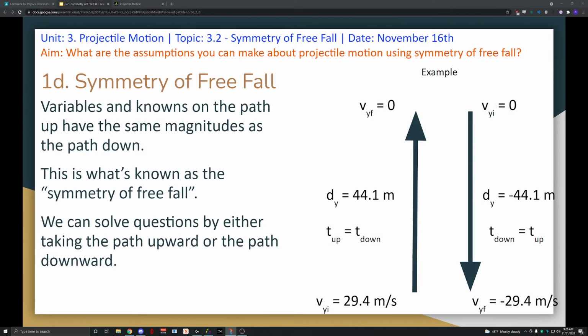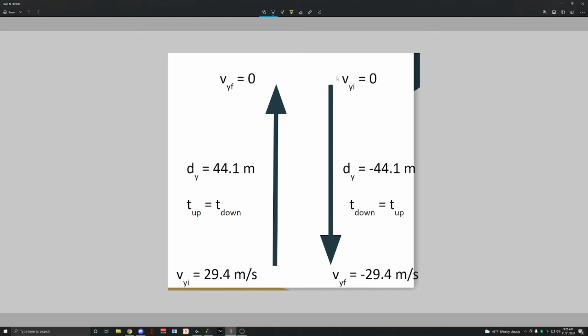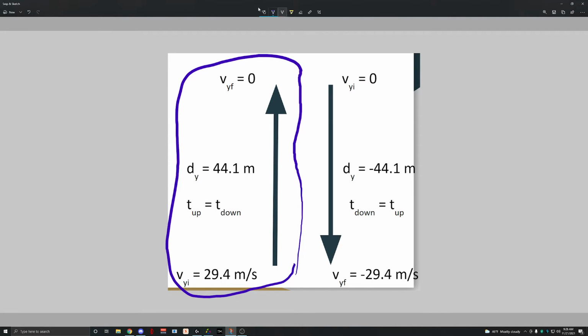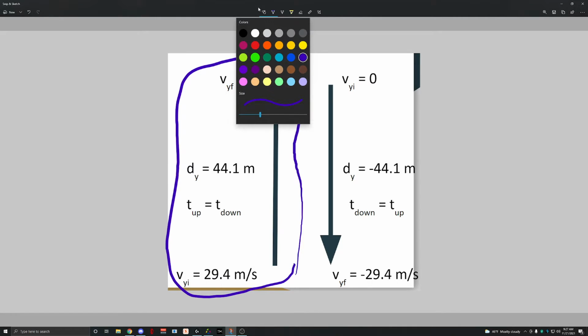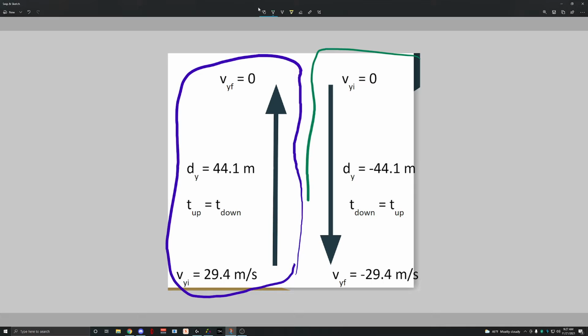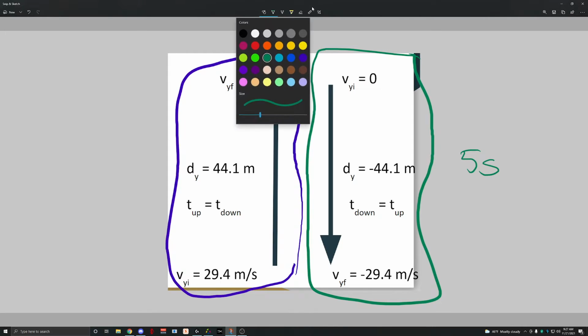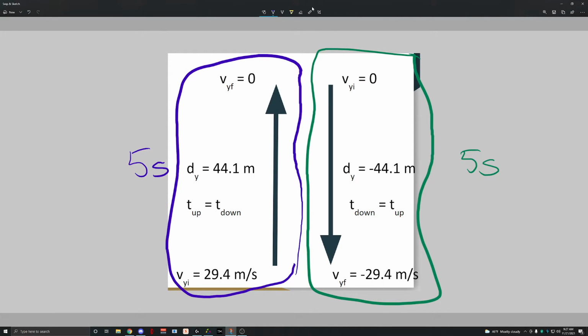So let me just screenshot this again. My path upward, right? If we take our path up, this path up would have the same exact values as our path downward. It would just be the opposite sign, except for time. Time would just be equal in both cases. So if you take, like, I don't know, 5 seconds up, then it would take you 5 seconds to go down.